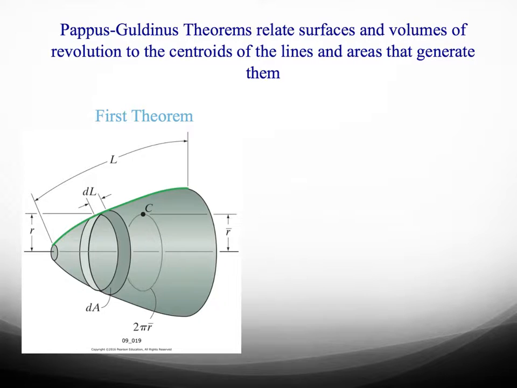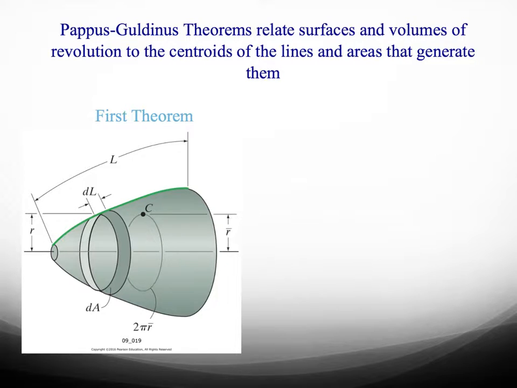Basically, the way it goes is that if you take a line segment and you revolve it around an axis, you can figure out an easy way to calculate the surface area of that. Or if you take an area and you rotate it around an axis, there's an easy way to find the volume that you've generated. And it's all related to centroids, and that's why we're looking at it.